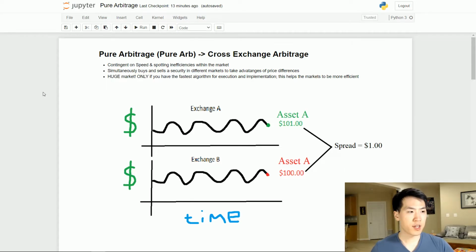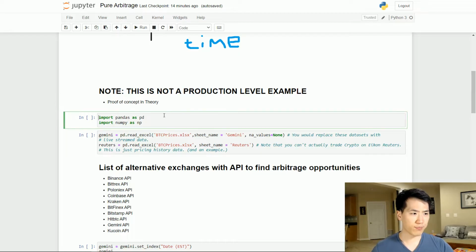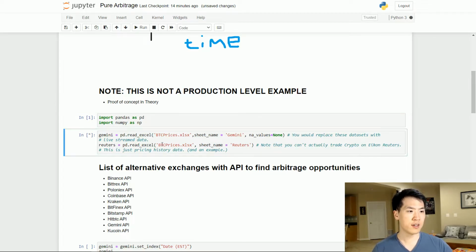All right, so with the theory out of the way, let's have some form of an example. Note that this is not a production level example, partly because I would need various keys and a developer's license. There are even licenses related to that, and an actual trading example. Nonetheless, I just got two different data sources, from Reuters and Gemini, where I'm going to get the price points from each of these exchanges, even though you can't really trade Bitcoin or cryptocurrencies on Reuters right now.